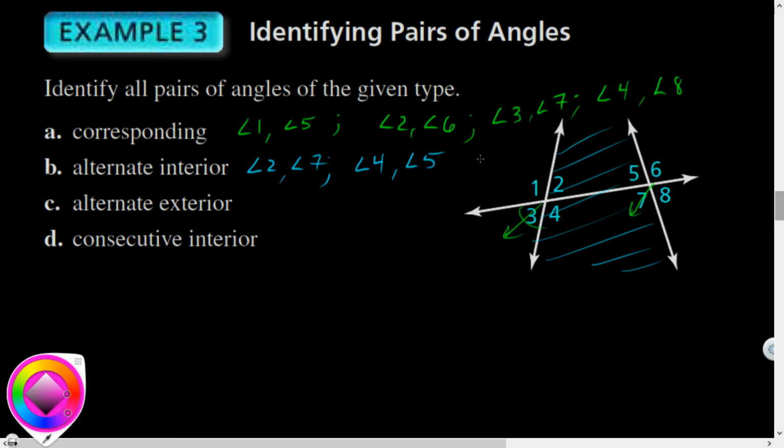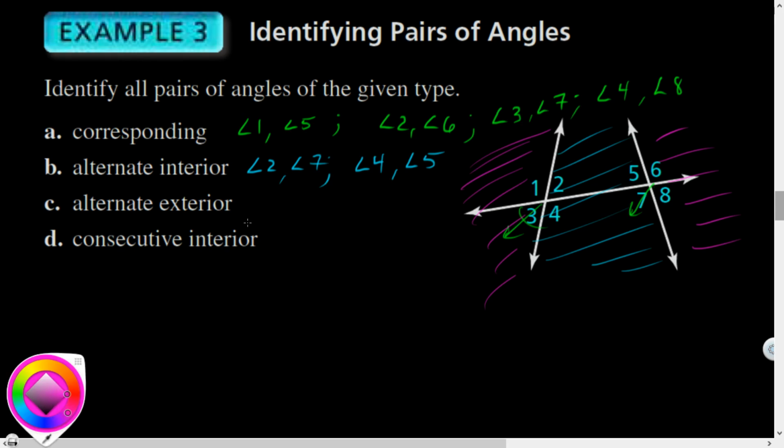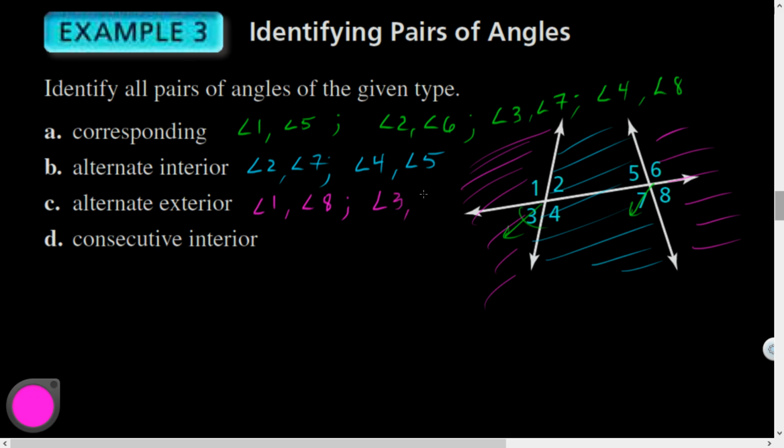Alternate exterior, so once again, the exterior is going to be the outside of those two lines, which are not, like I said, necessarily parallel. What do we spot? 1 and 8. And 3 and 6. And you could imagine that there could also have been consecutive exterior angles, but we never name them. They are the ones that are not to be named. But consecutive would have been like 1 and 6.